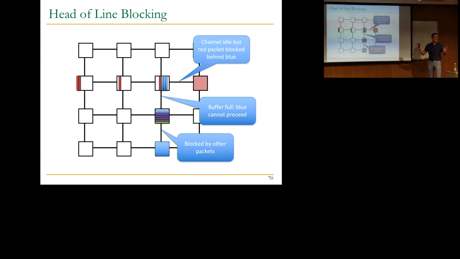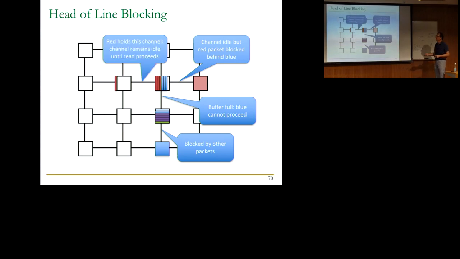This makes no sense, because the problem is really the FIFO queues. So this channel is idle. The red packet is blocked behind the blue one, and it cannot go because it's subject to head-of-line blocking. Red holds this channel, and channels remain idle until the red proceeds, because of wormhole routing. So because of wormhole routing, head-of-line blocking, and FIFO buffers, you have a problem.